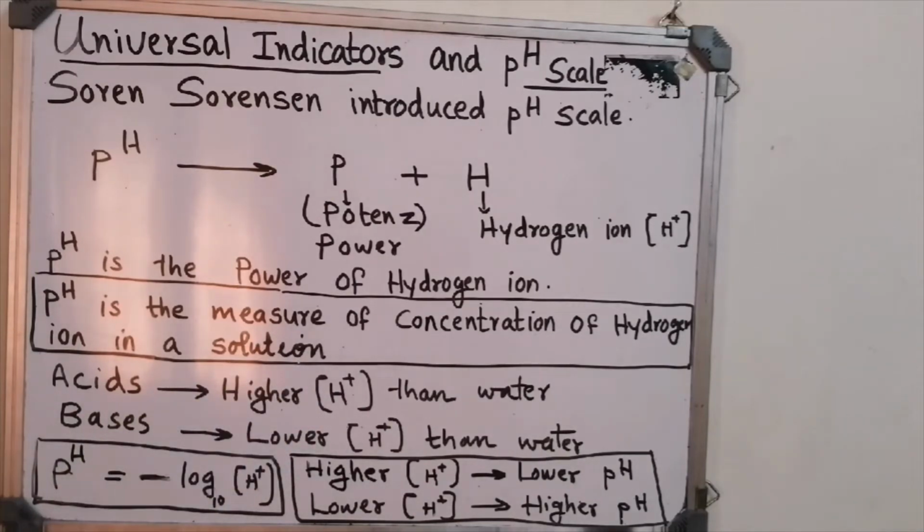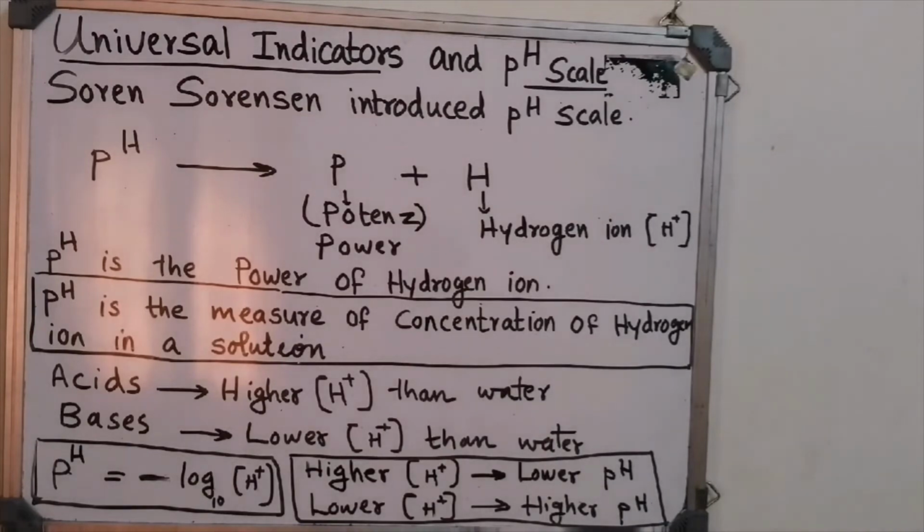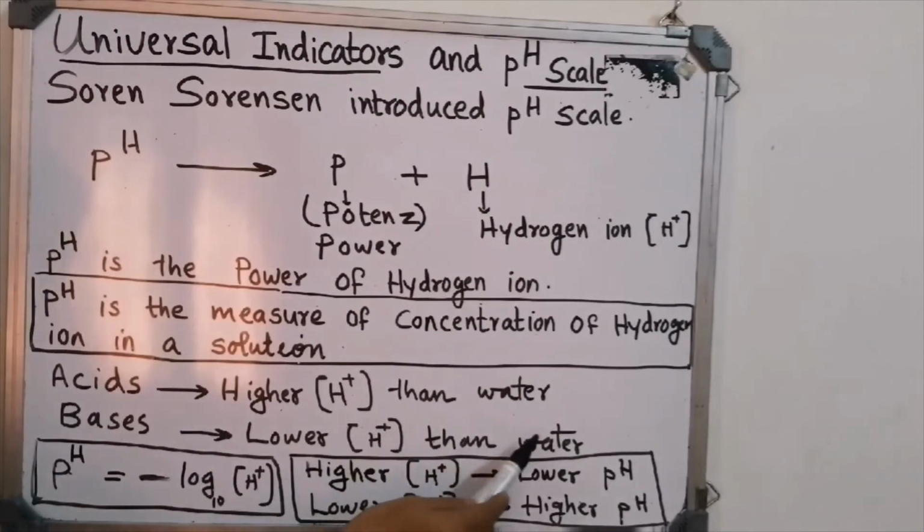Acids, hydrochloric acid, acetic acid, sulfuric acid, nitric acid, have a higher hydrogen ion concentration. That's why we call them acids. Whereas bases, sodium hydroxide, potassium hydroxide, have a lower concentration of hydrogen ion than water. That's why they are called bases.